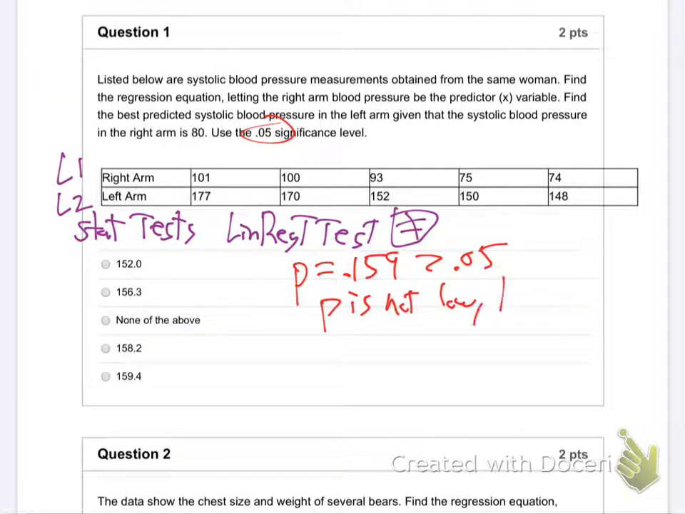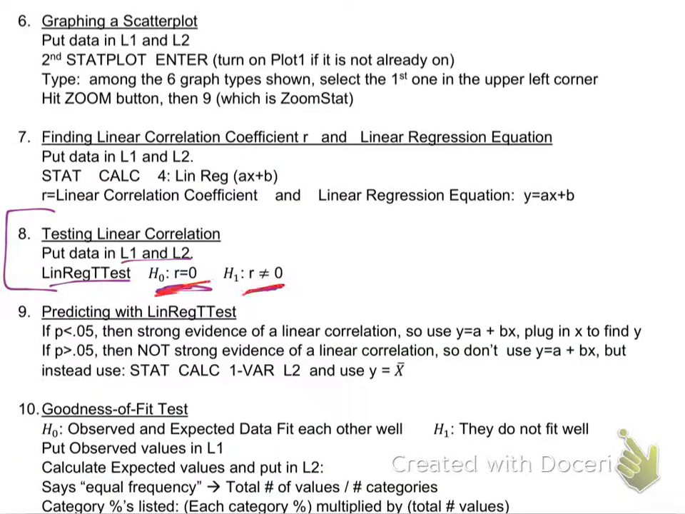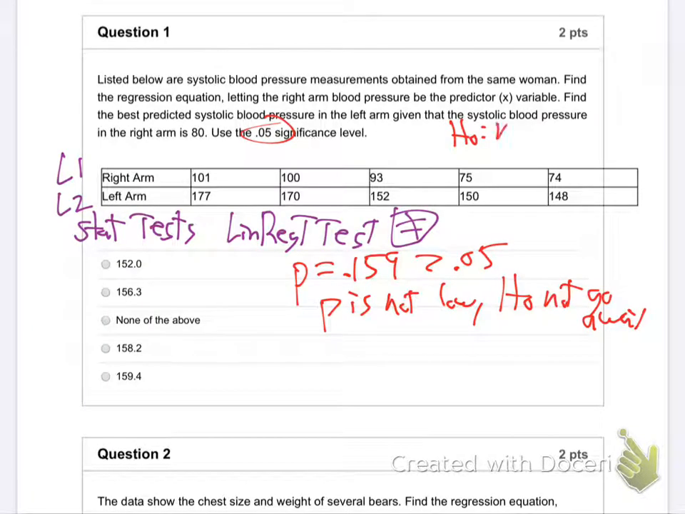So what does that mean? H0 does not go away. What was H0? If you go back, H0 is R equals 0, H1 is R not equal to 0. So that means we're keeping H0, aren't we? Right? H0 does not go away. We keep it. What is H0 basically saying? That's the linear correlation coefficient, R, right? When R is 0, when the linear correlation coefficient is 0, what does that mean?